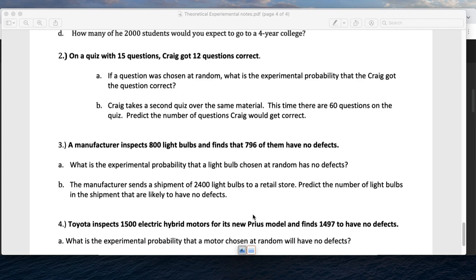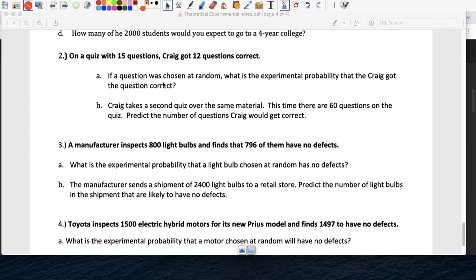All right. On a quiz with 15 questions, Craig got 12 questions correct. There's your experiment. He took the test. If a question was chosen at random, what's the experimental probability that he got the question correct? Well, it would be P of correct. There's a 12 out of 15 chance that you picked one of the questions he got correct.